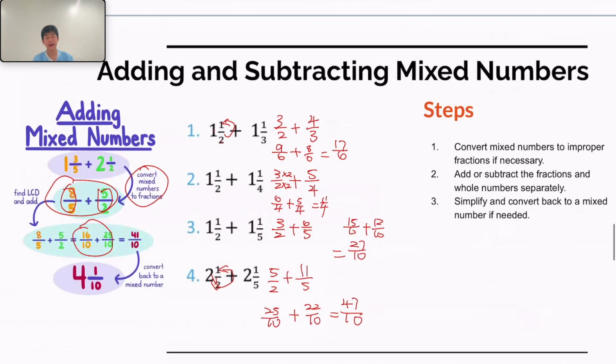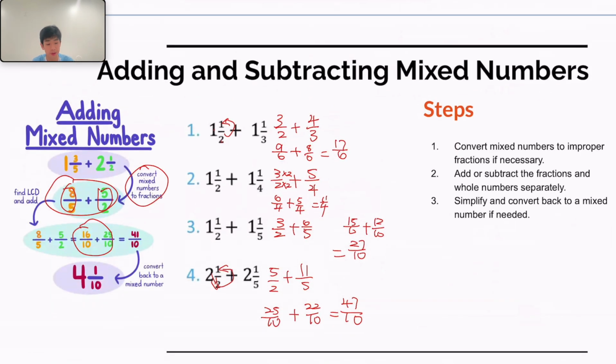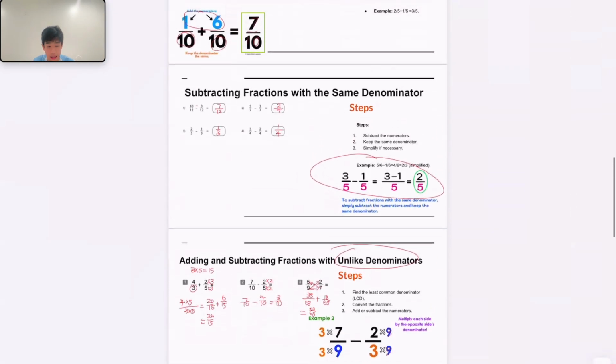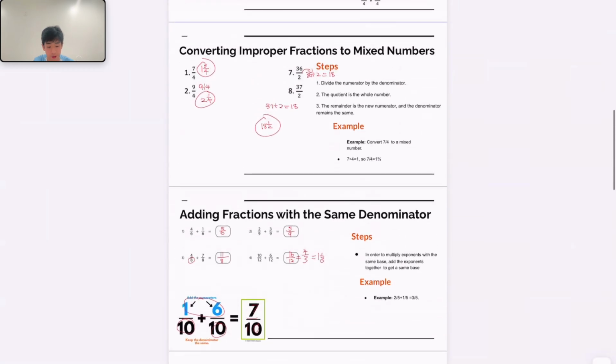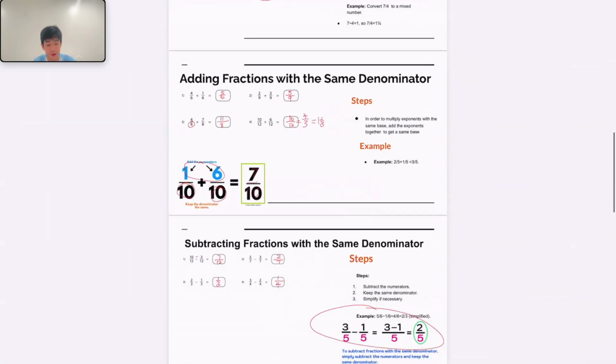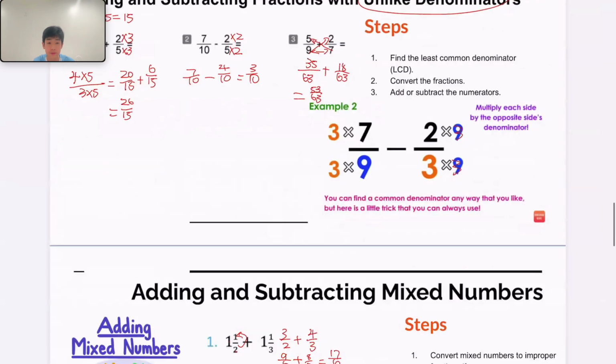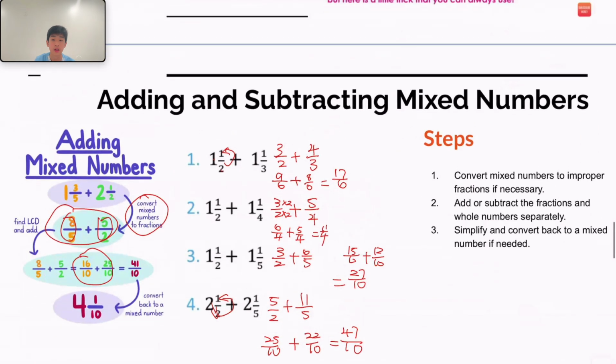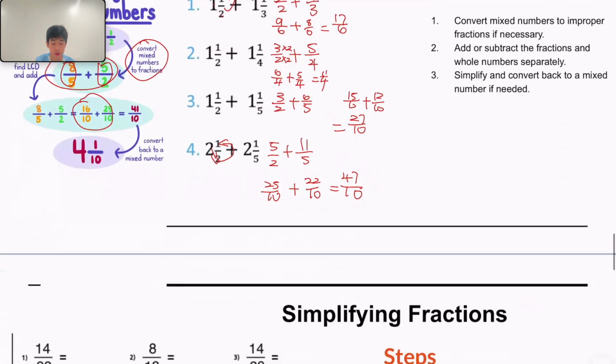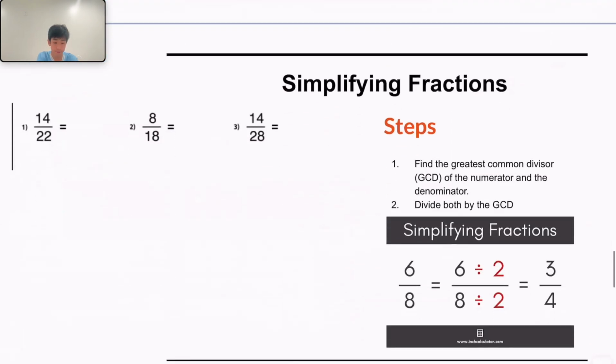So basically, when adding and subtracting mixed numbers, we have to apply all the rules we learned in earlier slides: converting it into improper fractions, adding and subtracting with the same denominator, and if not, converting into the same denominator first with unlike denominators. Okay, let's look at the next one, simplifying fractions.